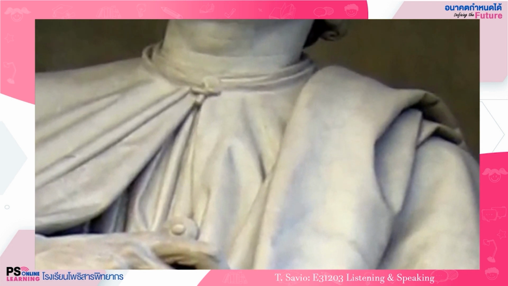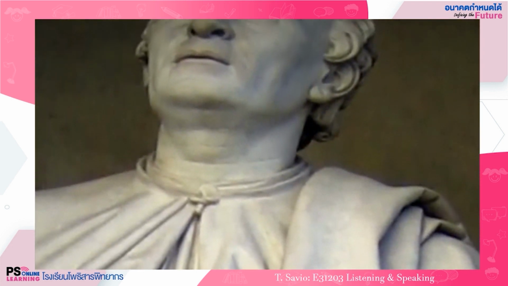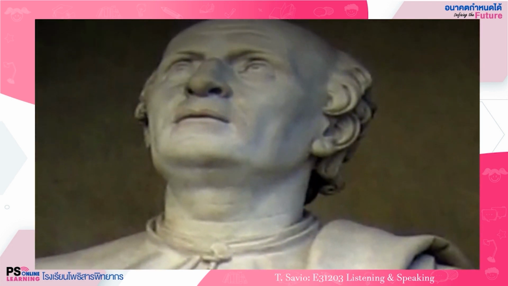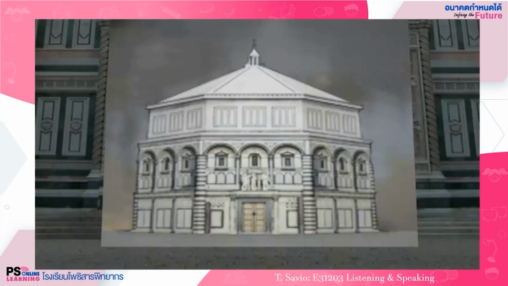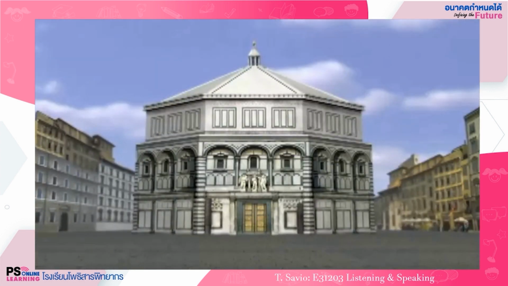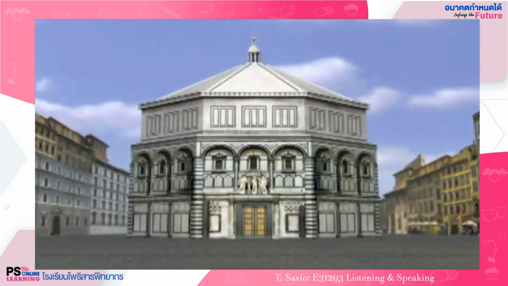Filippo Brunelleschi was the first Italian to use perspective. He created a painting of this building. It was so realistic that viewers were often amazed at how similar it was to the actual building.